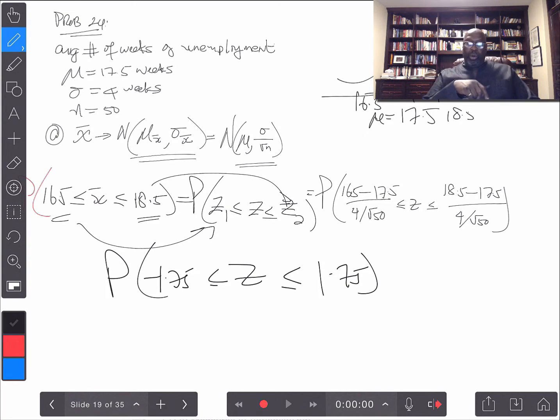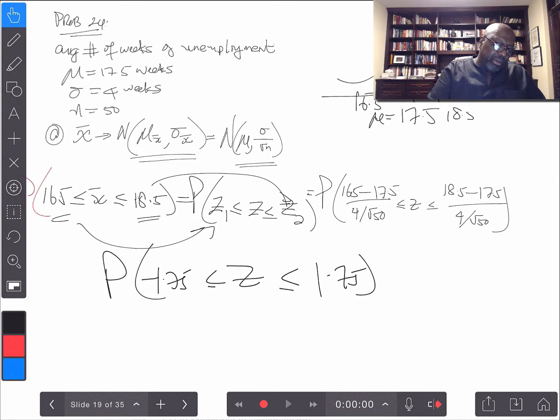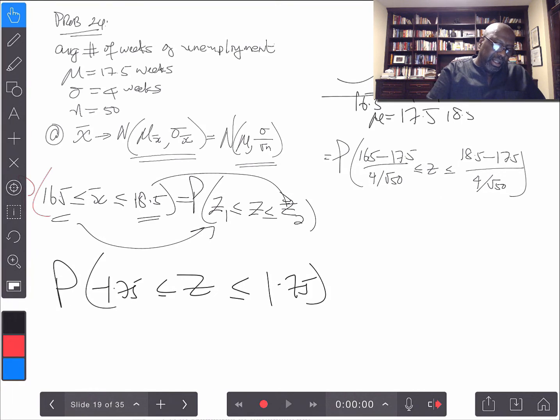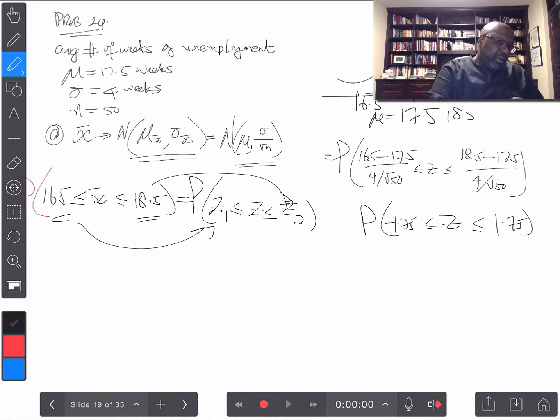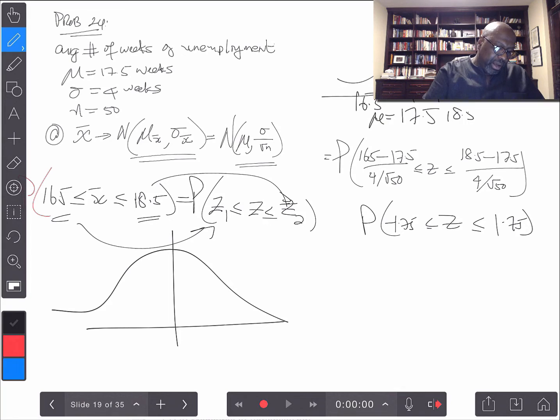So what do we do to get that information? If you look at your textbook and you look at the areas that you get under the normal table, I'm going to pull it up just now so you can see. So if we did that, this was under the normal table, and this was negative 1.75, positive 1.75. I'm going to do this in red.